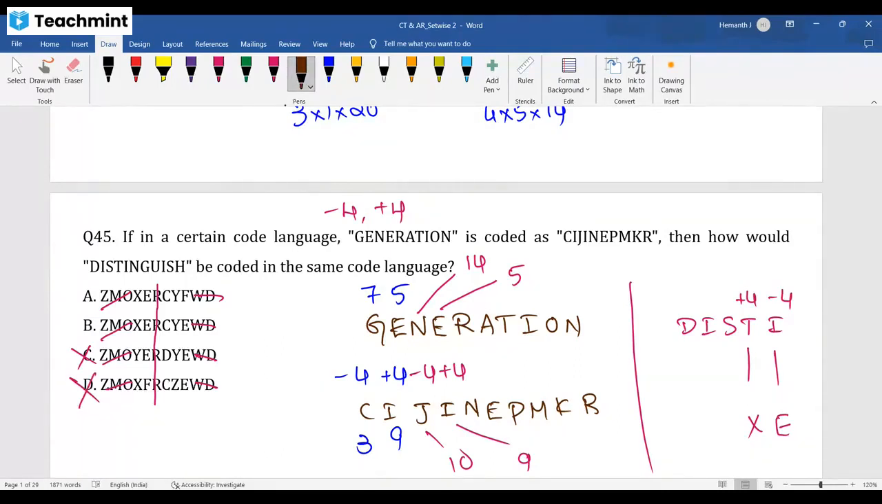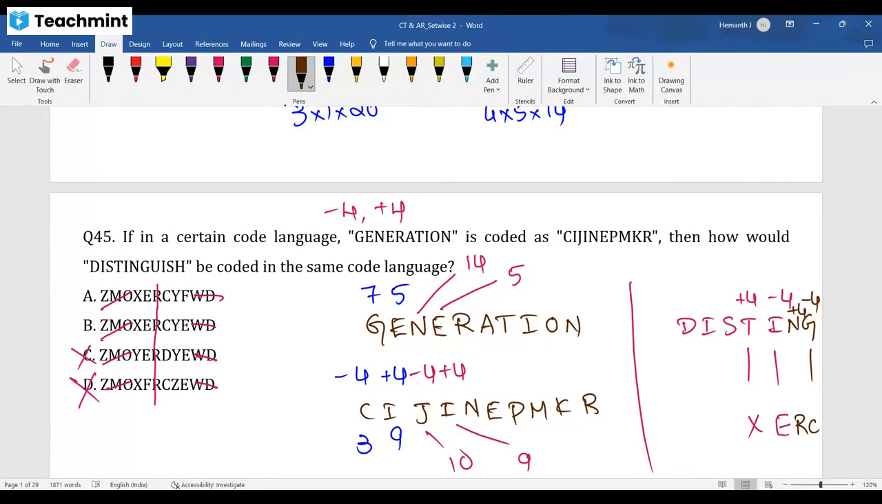Next, doing the middle letter is a waste of time. Then G. G minus 4 only. This is plus 4. This is minus 4. 7 minus 4 is 3. We will get C. I want C. Okay, still two options are going ahead.